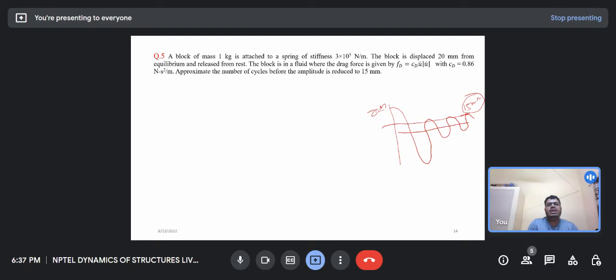So for this I have to find out what my damping ratio is first. This is a kind of logarithmic decrement: ln of ui divided by ui plus 1 is equal to 2 pi xi n. So for the number of cycles for the response to fall below 15 mm, I have to find out my damping ratio xi. For finding the damping ratio, I have to find out what my c is. From the c I can find the damping ratio.